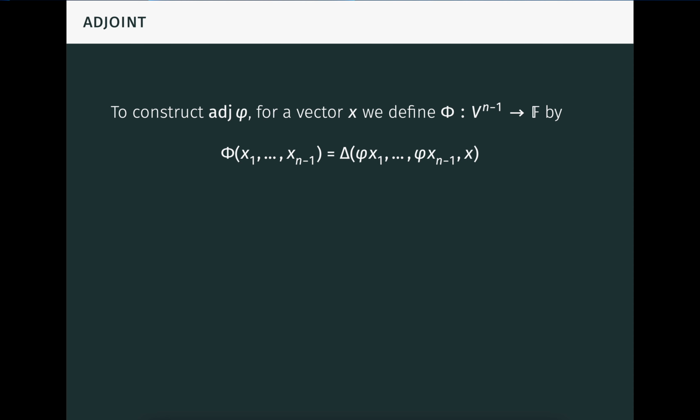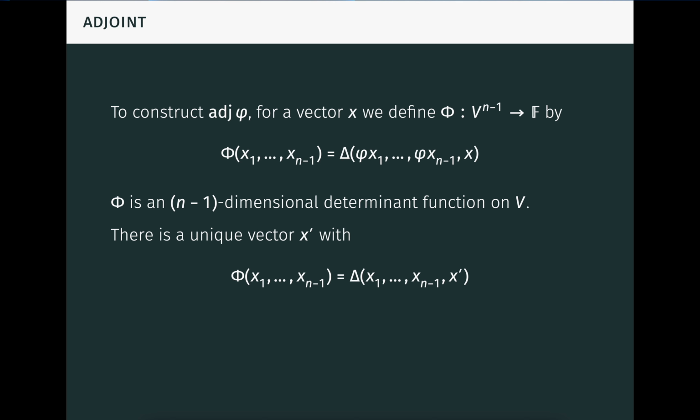To construct adj phi for a fixed vector x, we define big phi as seen here. Notice that big phi is multilinear and alternating since delta is. So big phi is an n-1 dimensional determinant function on V. From a prior video, we know this means there is a unique vector x prime satisfying the equation seen here for all vectors x1 to xn-1. We write x prime as adj phi x. It follows from these equations that adj phi is a linear map uniquely determined by phi, which satisfies the equation on the previous slide.